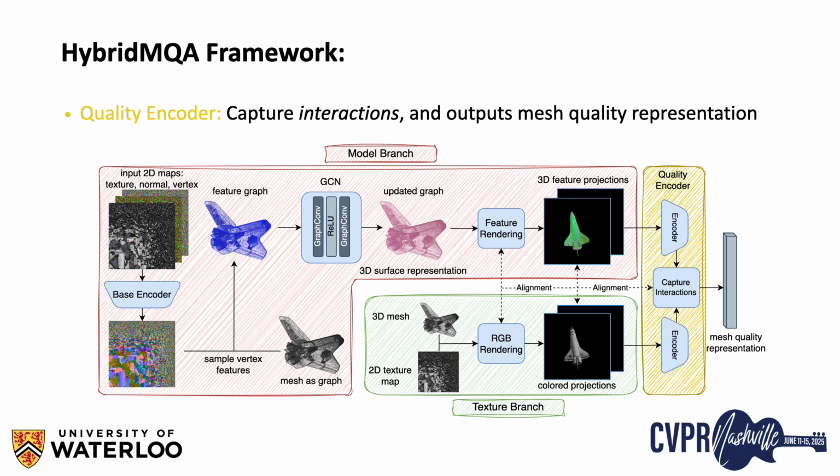Finally, we arrive at the quality encoder, the last major component of our framework. This is where we capture geometry-texture interactions and obtain a final representation of mesh quality. We'll take a closer look at the structure of the quality encoder next.